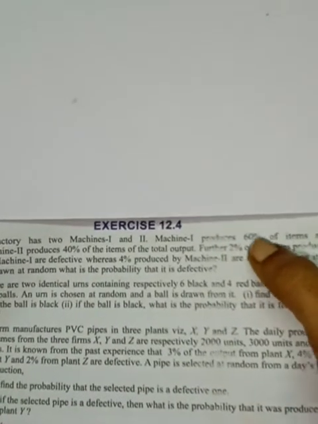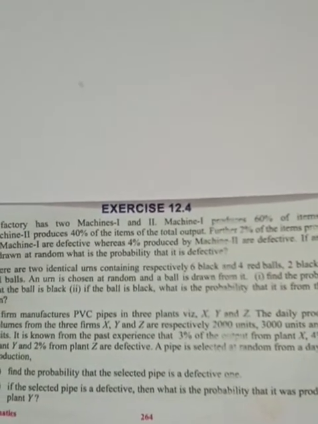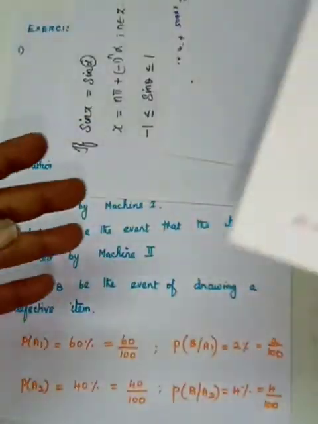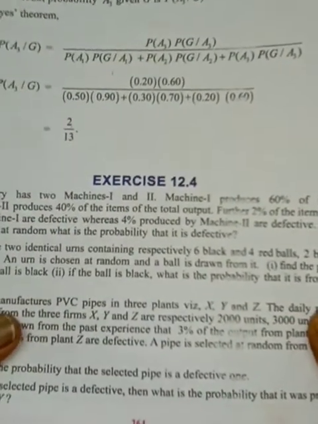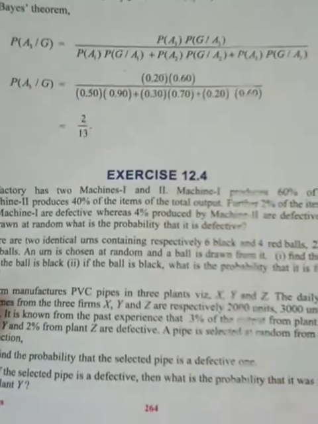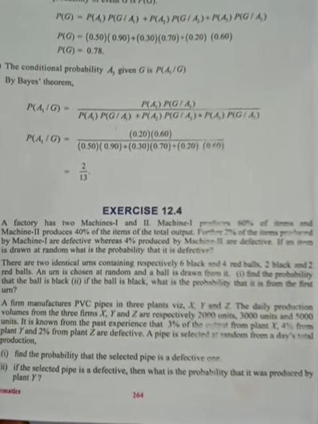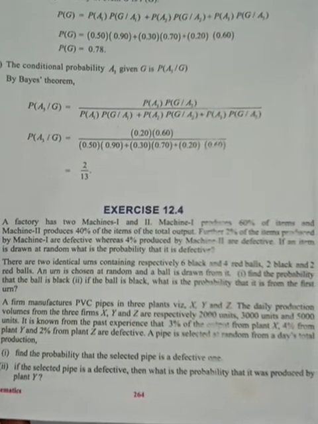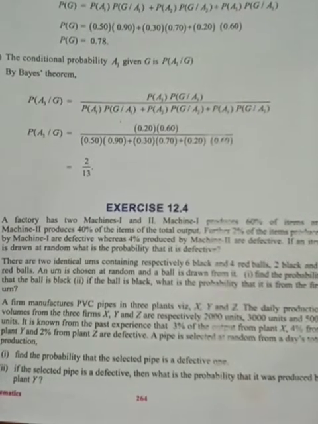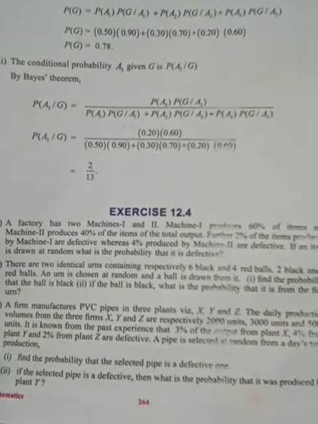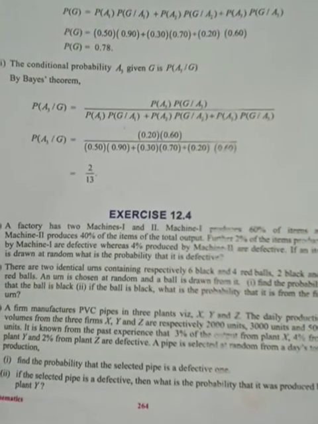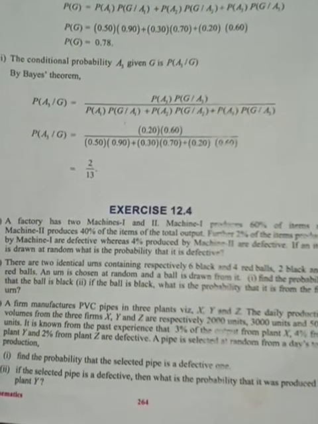So here there are two machines, machine 1 and machine 2. The items produced by machine 1 are 60%, and 40% of the items of the total output are by machine 2. Further, 2% of the items produced by machine 1 are defective, whereas 4% produced by machine 2 are defective. So if an item is drawn at random, what is the probability that it is defective?